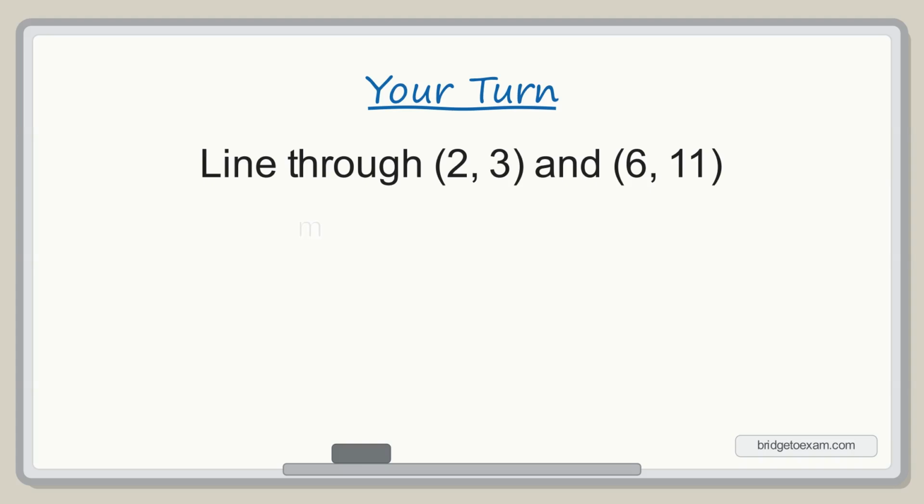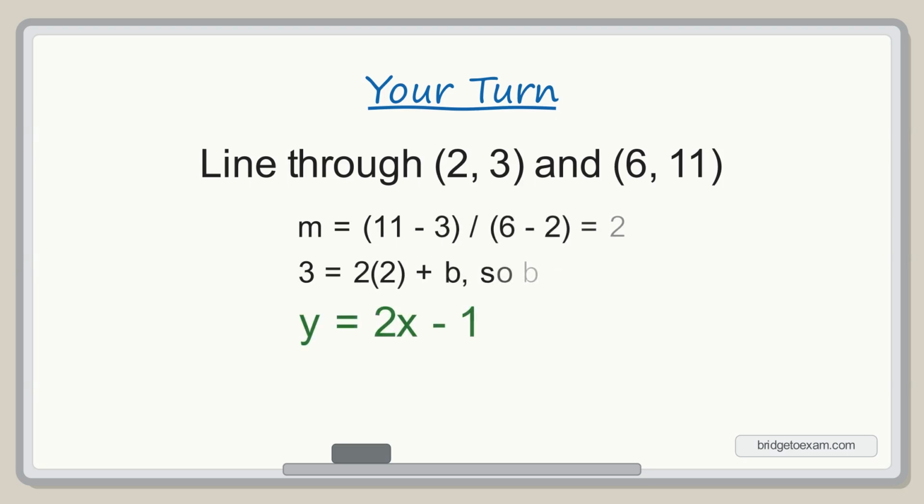The slope is 8/4, which is 2. Substitute the point 2, 3 into y equals 2x plus b. That gives b equals -1. The equation is y equals 2x minus 1.